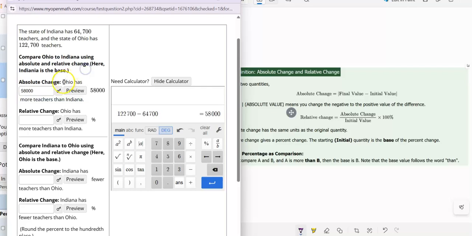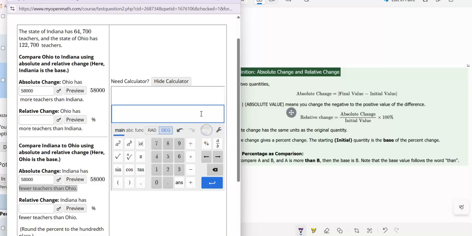So that means Ohio has 58,000 more teachers than Indiana. For the second part, similarly, the absolute change is 58,000. In other words, Indiana has 58,000 fewer teachers than Ohio. That's the same answer, but notice that one is more than the other, and the other one is less than the other. Okay, so that's the first part.